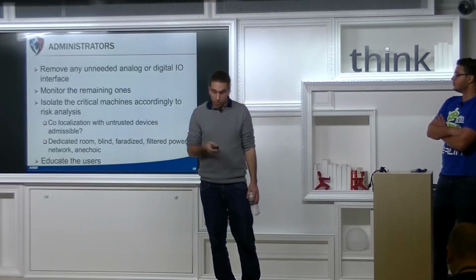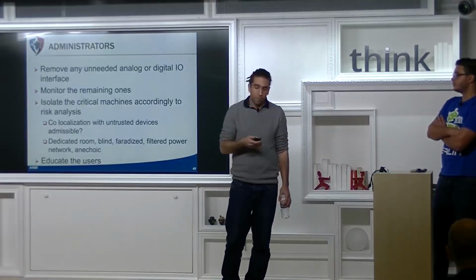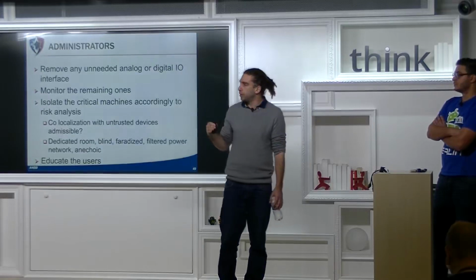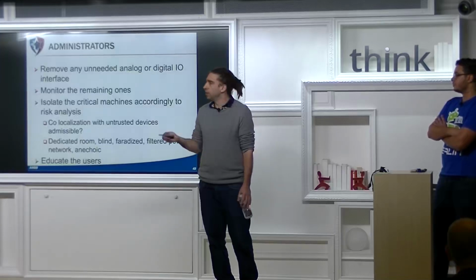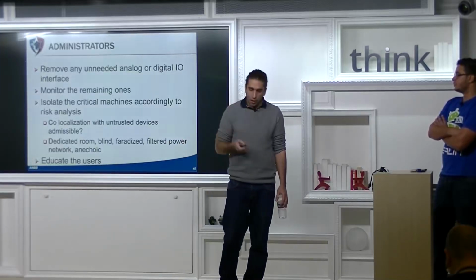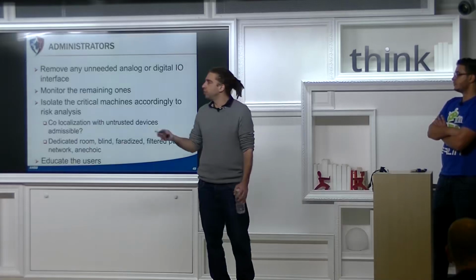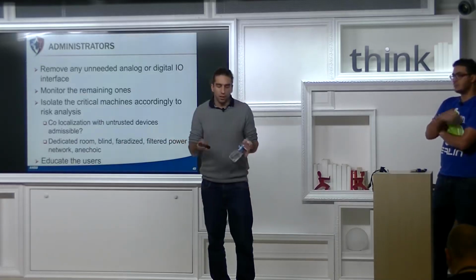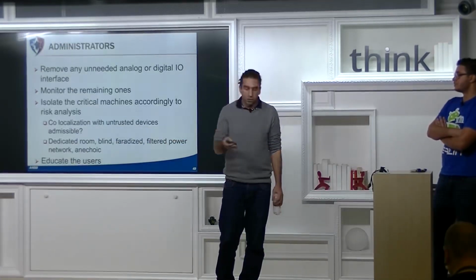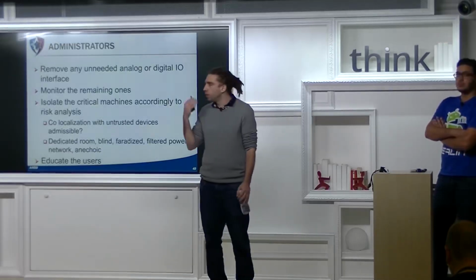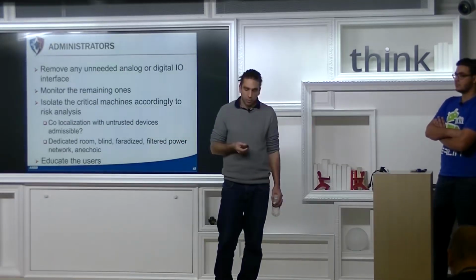Of course, try to monitor the remaining ones. For example, for the temperature sensor, noticing very fast increases of temperature is not a realistic case, so it can give a clue that something is going on on the machine. And of course, the recommendations presented here are not adapted to any kind of machine. They are only dedicated to really critical machines. So not everyone needs to do that, but it has to be thought through according to the risk analysis that has been made on the considered computers.